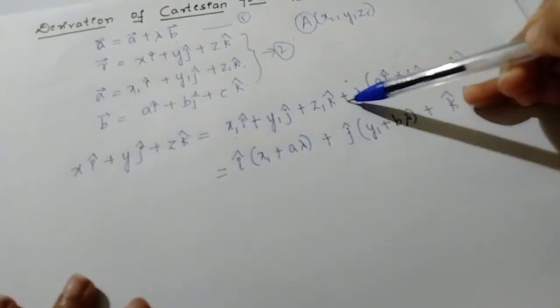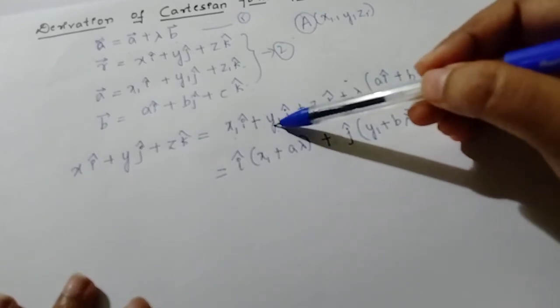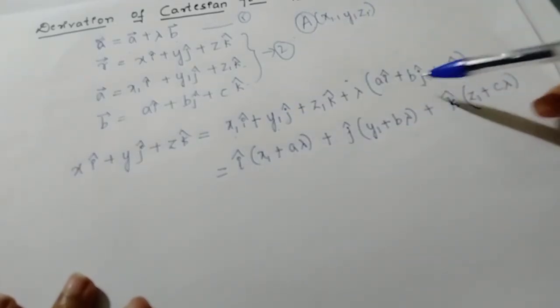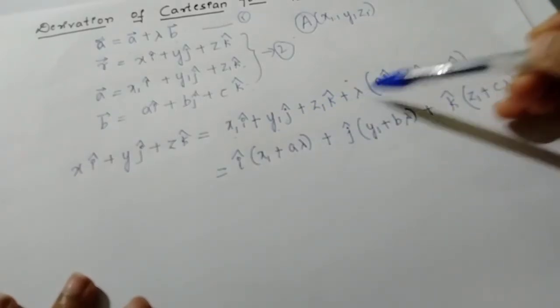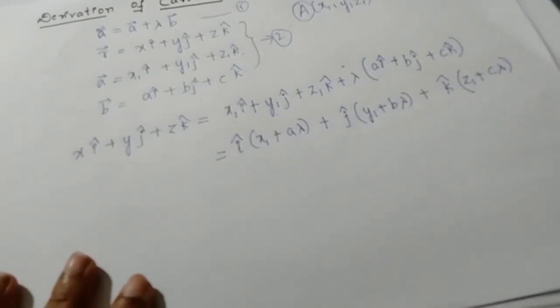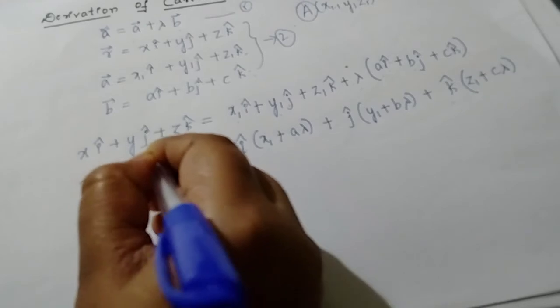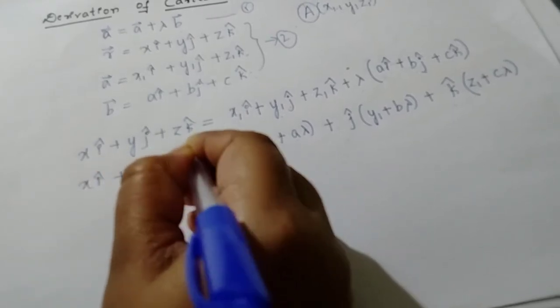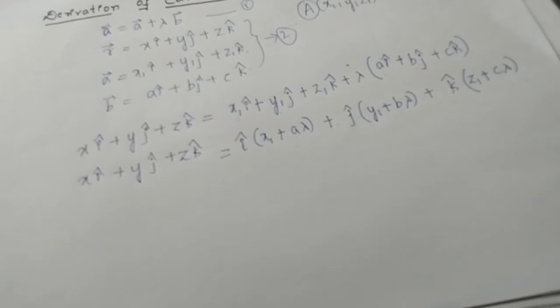Here x1 remains, here a into lambda remains, plus j cap I have taken, y1 plus b lambda, plus k cap common I have taken, so z1 plus c lambda remains. Okay, now this side what is there? xi plus yj plus zk. Correct? So now what will you get?